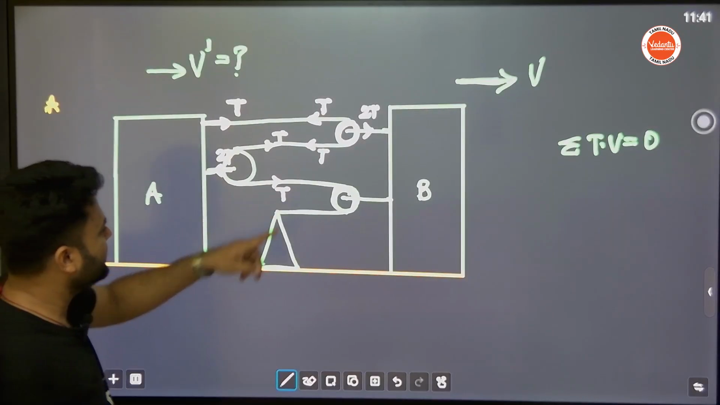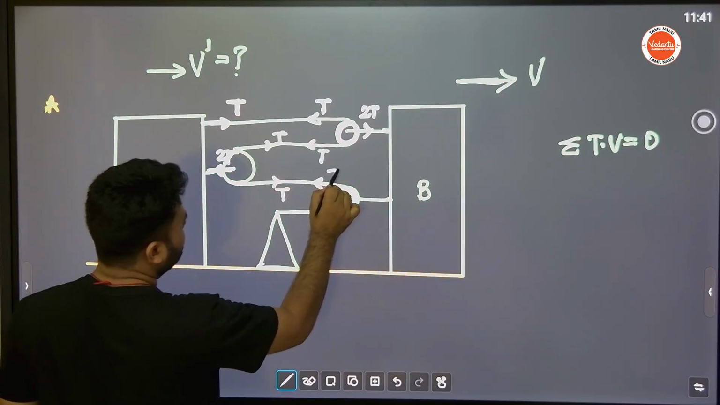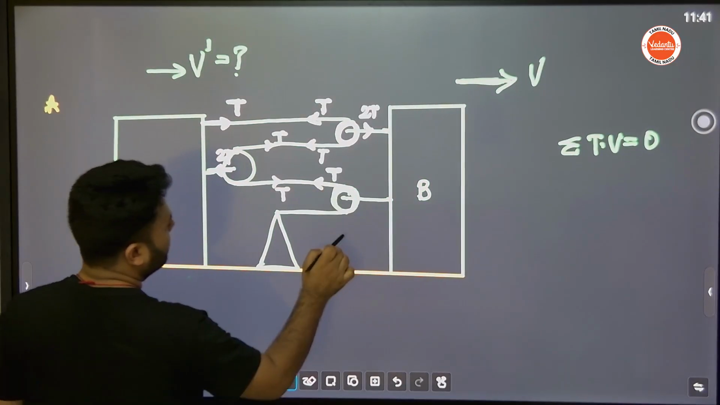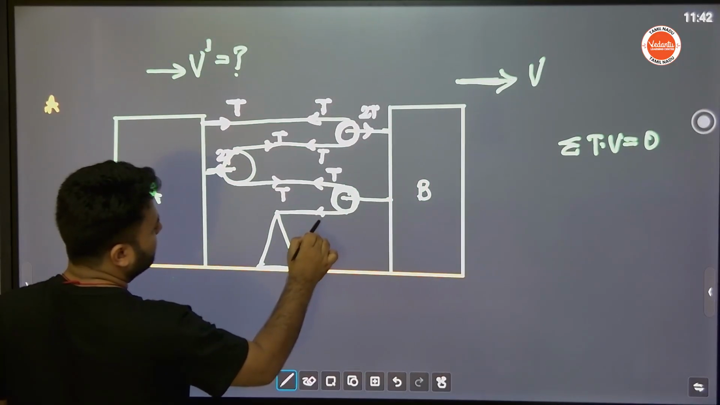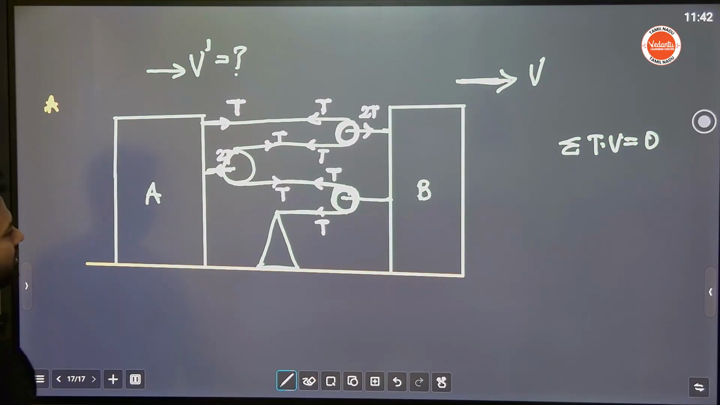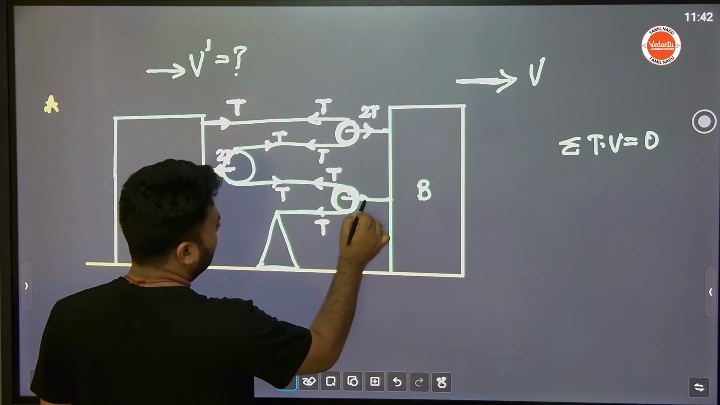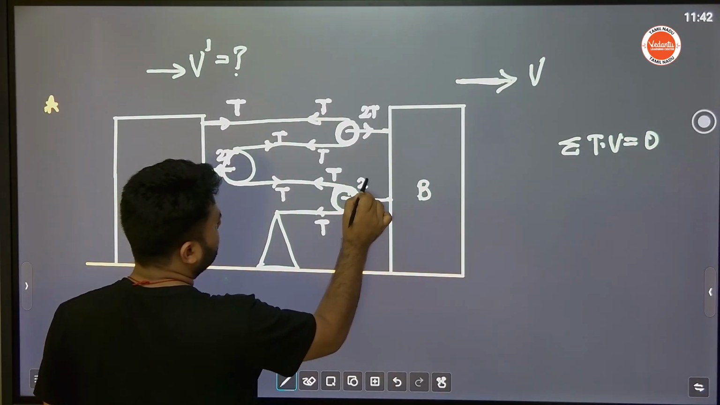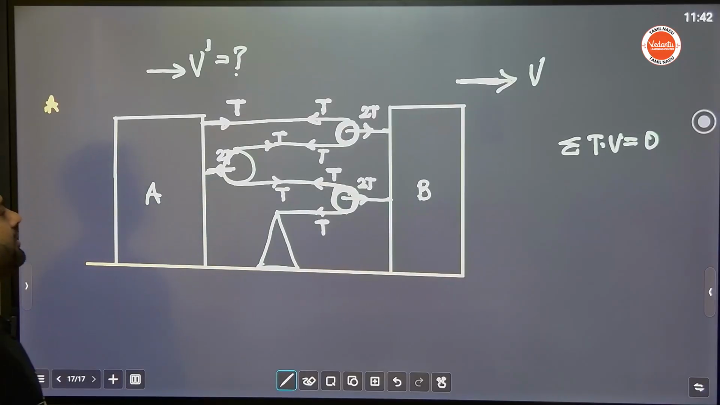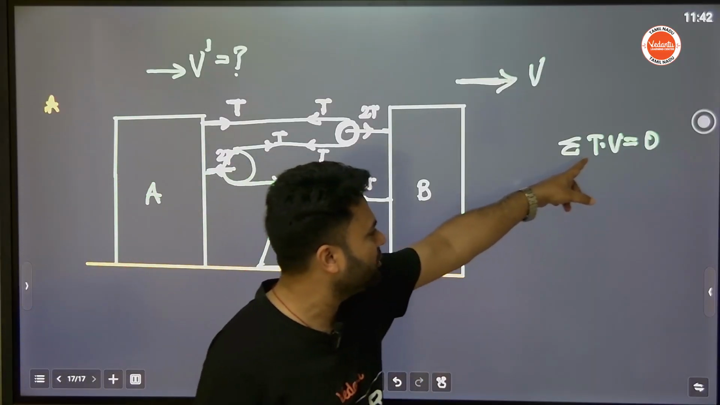2T. If this is T, so for this pulley, tension will act away. This will be T. And here also, this will be T. Tension acts away. Now, for this pulley, this side is 2T. So definitely this side will also be 2T.